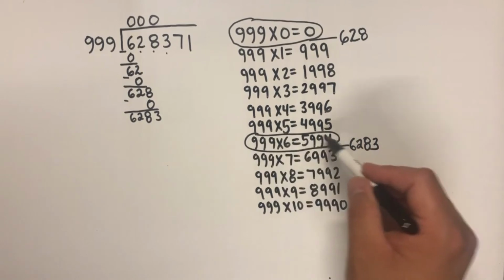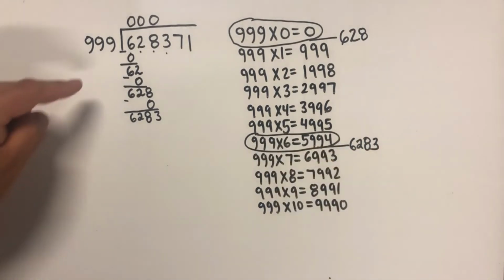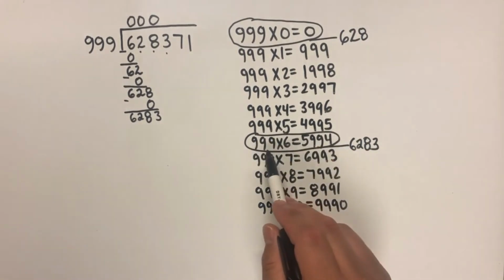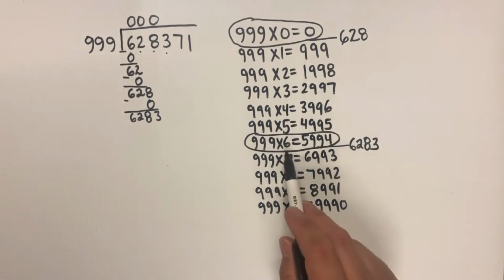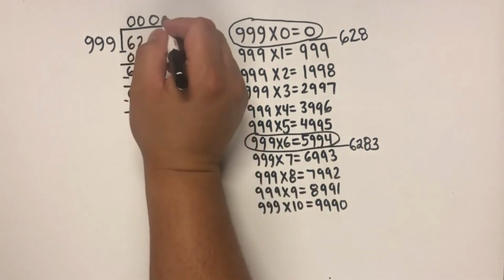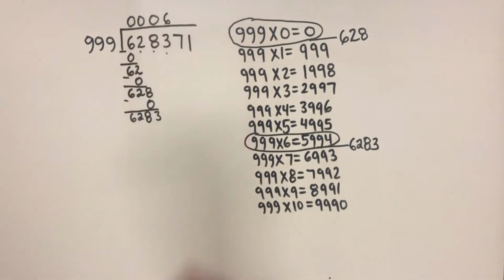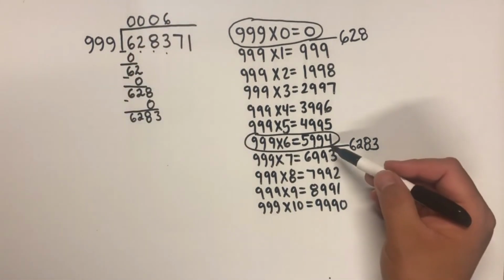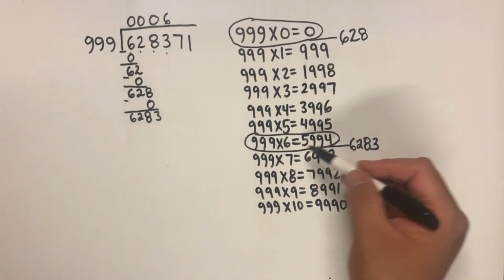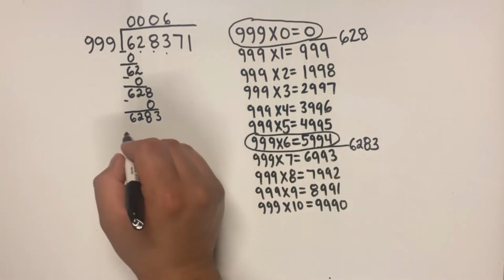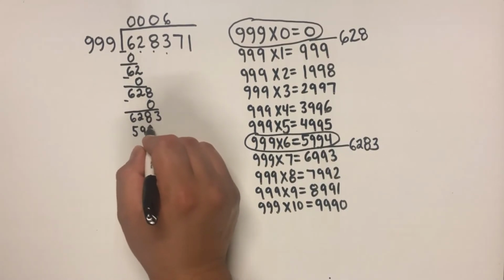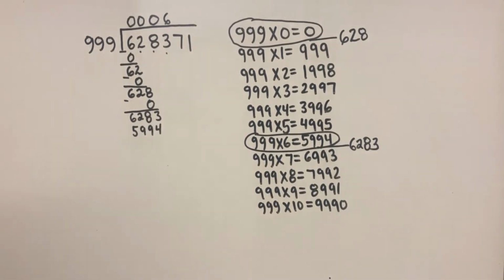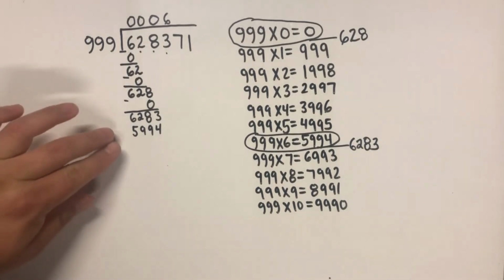So I circle that entire expression, and I use those numbers over here. So the number 999 that I have right here is this number right here, 999. And the number 6 goes on top of the division house, on top of the number 3. And this number, 5,994, goes underneath this number right here. So I write down 5,994. And then I perform a subtraction of these two numbers right here.